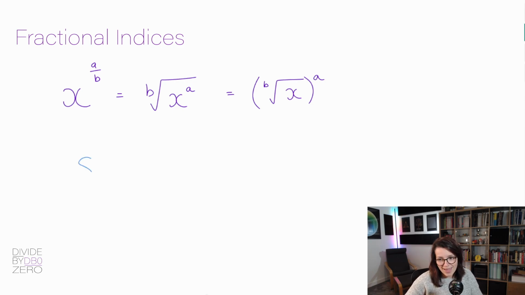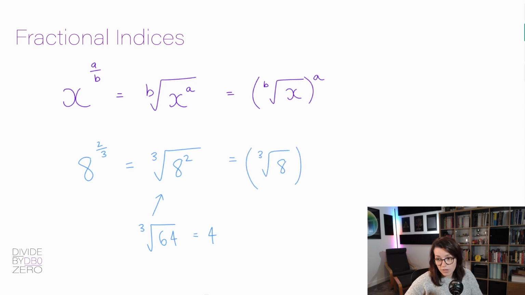So let's say we've got 8 to the power of 2 thirds. First way of thinking about it could be the cube root of 8 squared. That would be the cube root of 64, which is 4. If we think about it using the other way, then we're going to have the cube root of 8 first, and then we're going to square it. That is the cube root of 8, so 2, to the power of 2, which is 4. So either way you get 4, it just depends on which way you want to look at it.